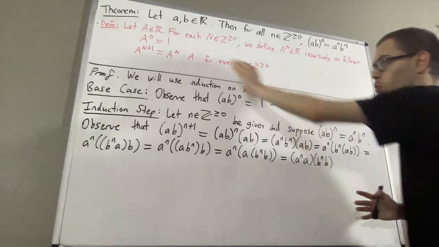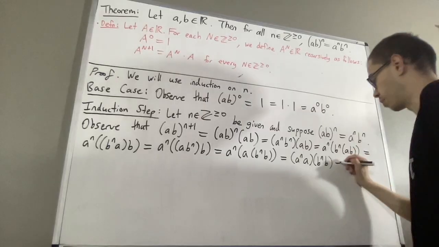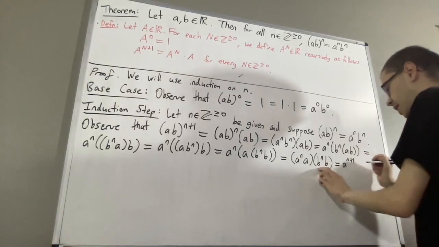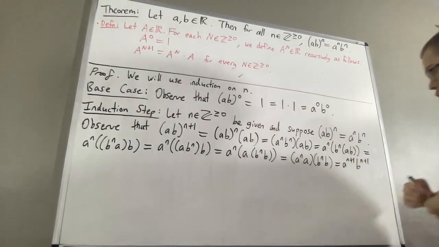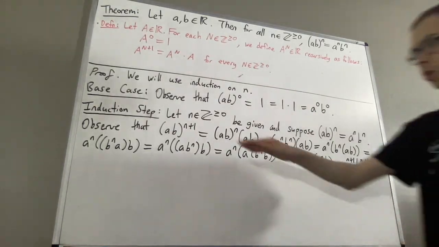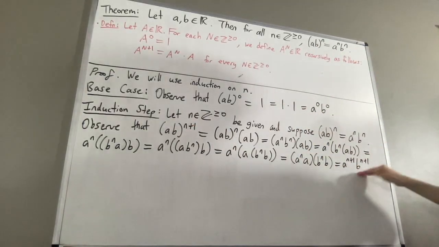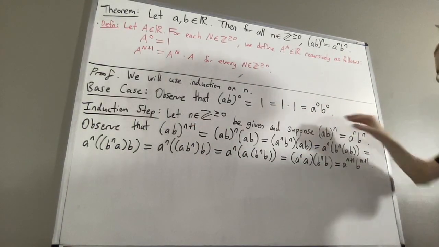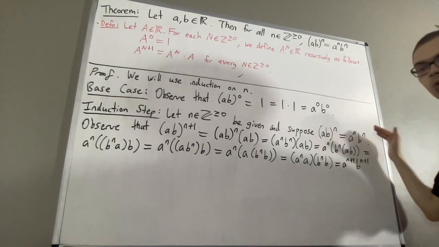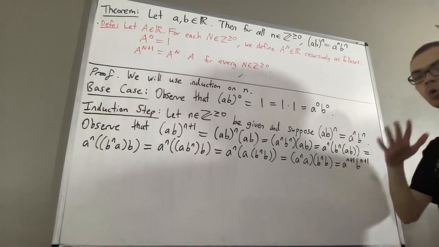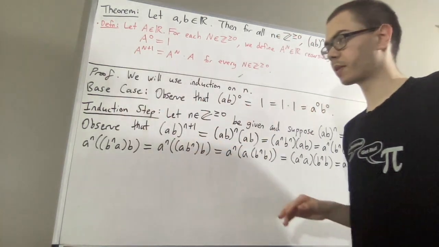Now, according to the recursive part of our definition, a^n times a is just a^(n+1). b^n times b is just b^(n+1). And that's it. Through this chain of equalities, we have shown (ab)^(n+1) is equal to a^(n+1) times b^(n+1). So we have shown that this equality is true, where instead of n, we have n plus 1. And that was the whole goal of the induction step. So this completes the induction step.